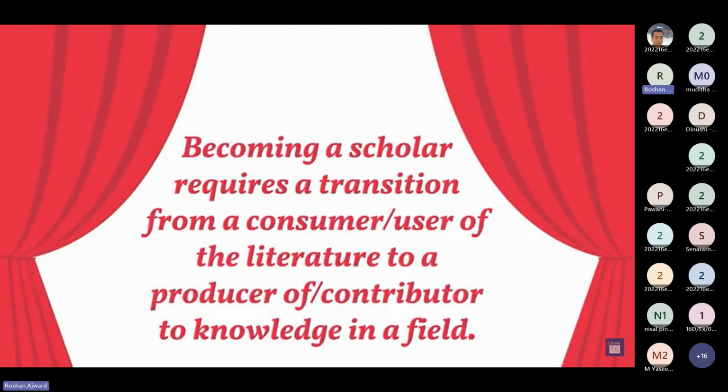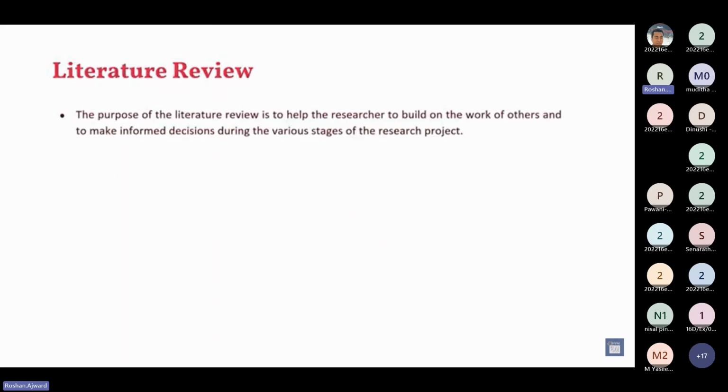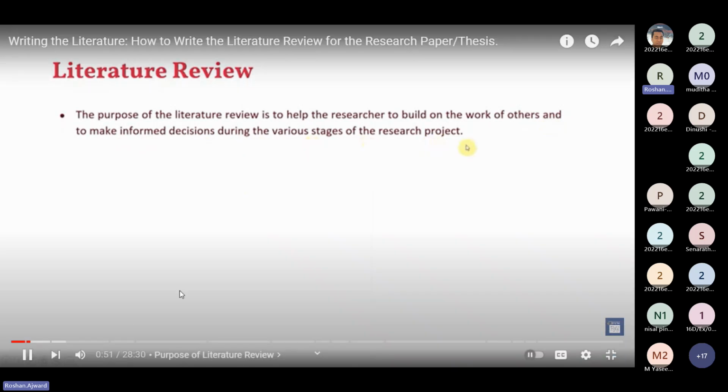Now, becoming a scholar requires a transition from a consumer or user of the literature to a producer of or contributor to the field of knowledge. When you are writing a literature review, obviously that must be for a research project. So what you are doing is, now you are trying to be a contributor to existing research. So, literature review. The purpose of the literature review is to help the researcher to build on the work of others and make informed decisions during various stages of the research project.